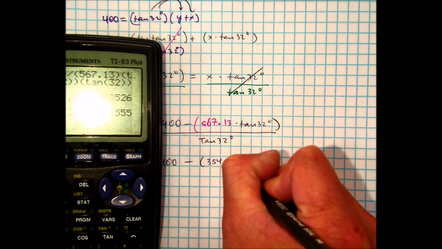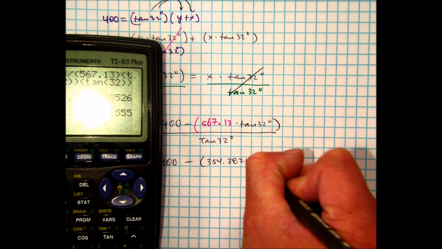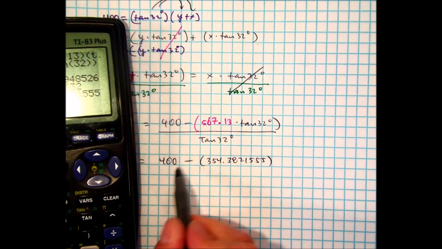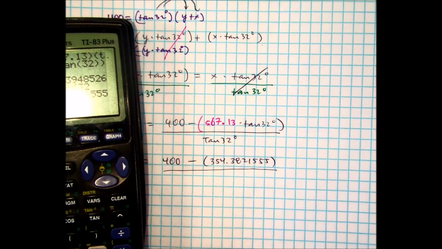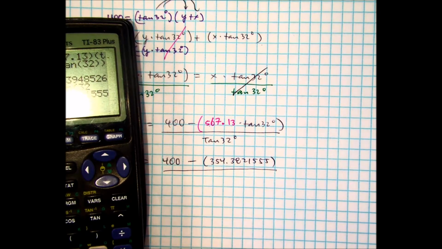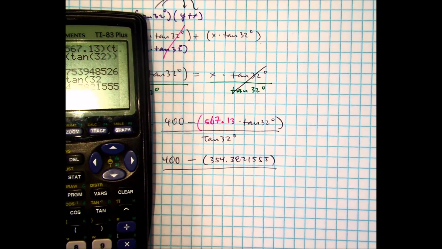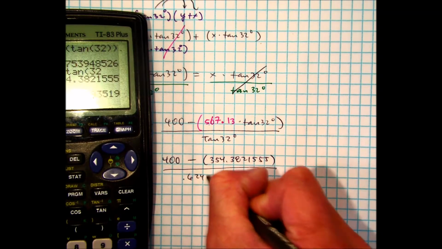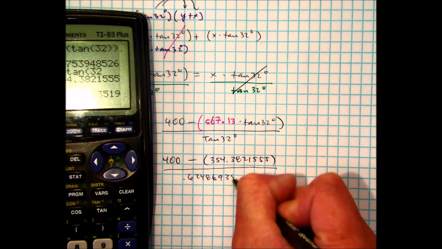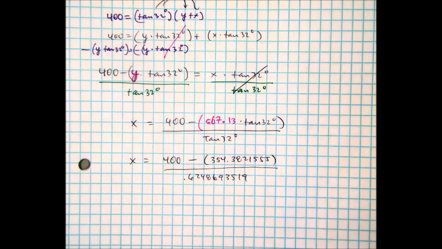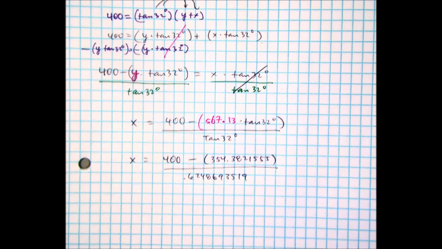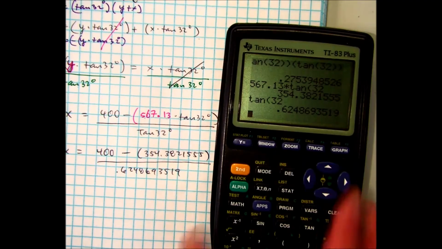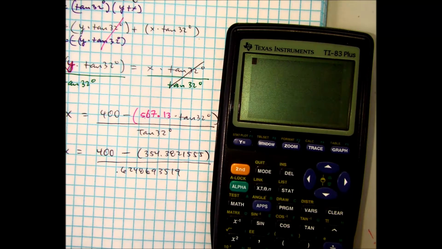354 point... and notice that even if it did tell me to round, I'm actually not going to round. Look how many decimals I wrote; I wrote them all out. And then I'm just going to have the tangent of 32. Again, you can go for the home run, but it's okay if you do it in parts. Now I can put that in my calculator.